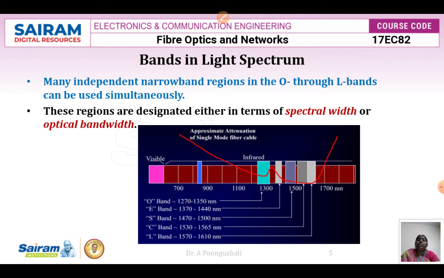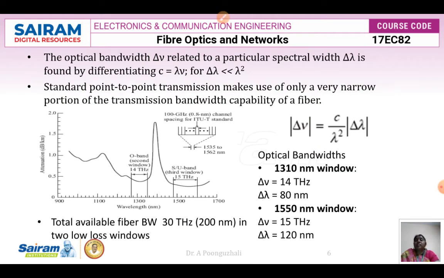In the bands in the light spectrum, we are going to use independent narrowband regions taken from the O band through the L band, where these narrowband regions can be used simultaneously. These regions are called the spectral width, or the optical bandwidth. So the optical bandwidth can be defined in relation to a particular spectral width.